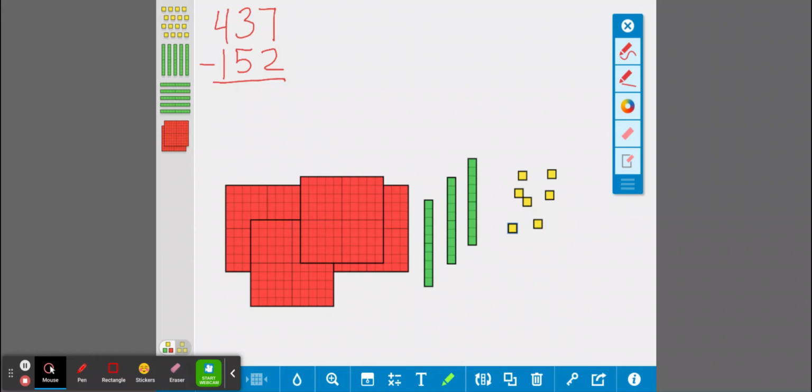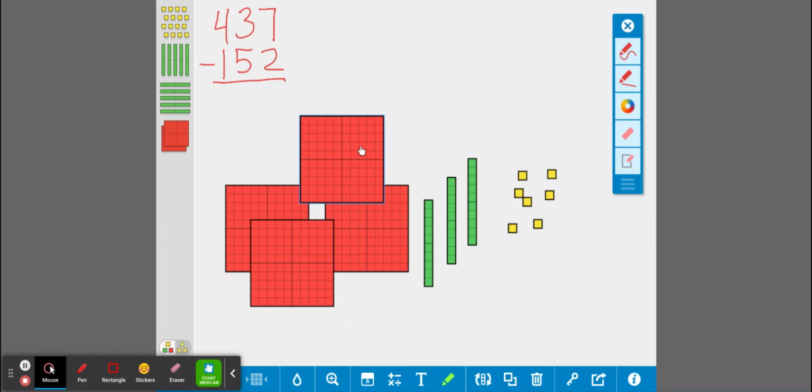So here I have an equation set up, 437 minus 152, and down below I've built my total, 437, with place value blocks. Now in third grade, we've moved past place value blocks, but some students are still needing them in order to subtract correctly. And so if you see your student drawing squares, lines, and dots, this is what they represent.